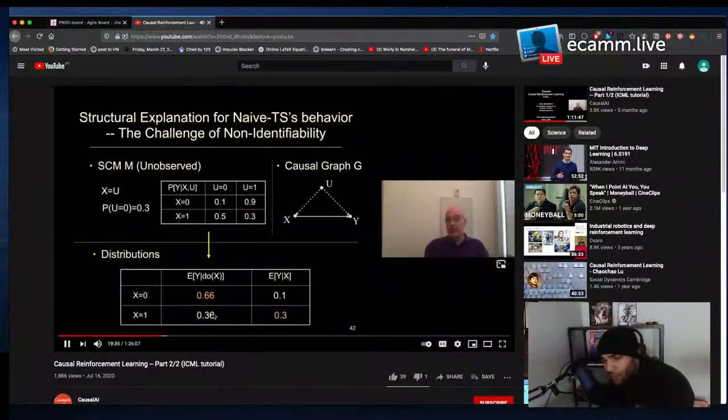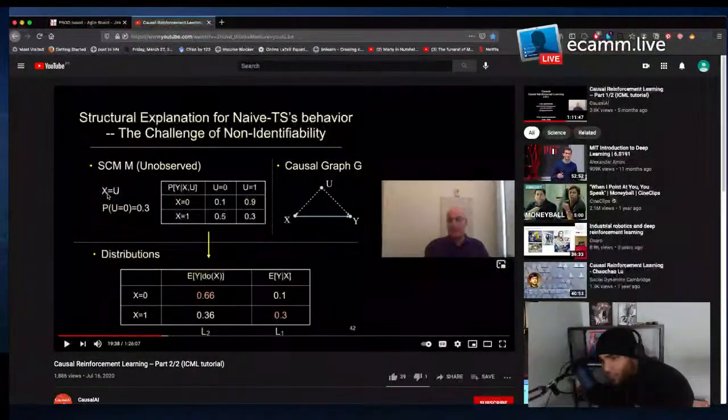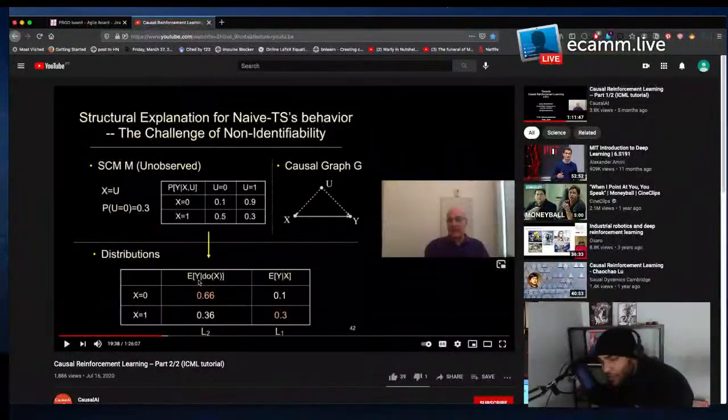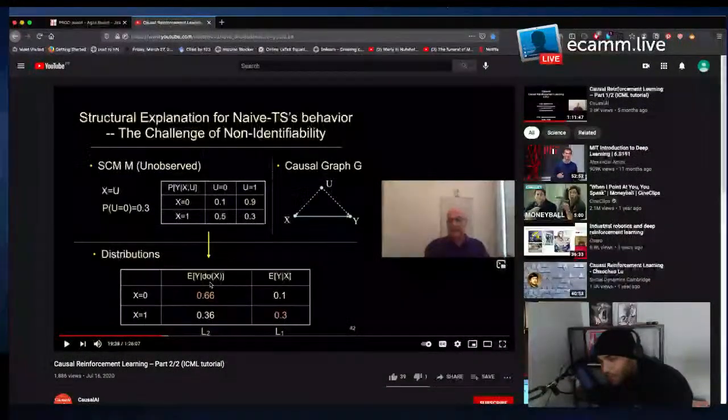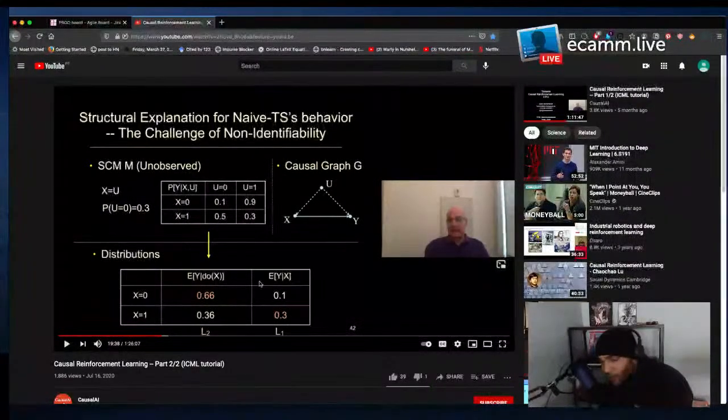So he's deliberately constructed an example. We have x equal to u, and then p of u equals 0.3. So this is the ground truth model. He knows what u is, and we're simulating from this model and getting this data. And we get the interventional distribution of y given do x, and then y given x.